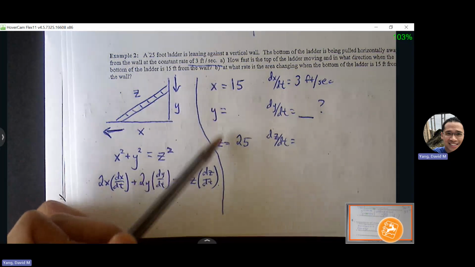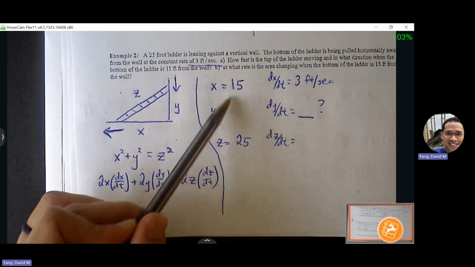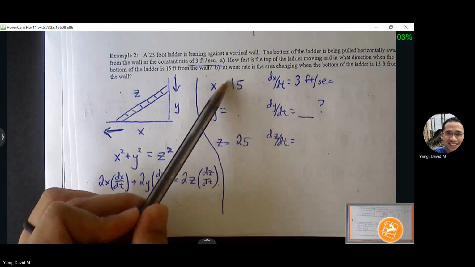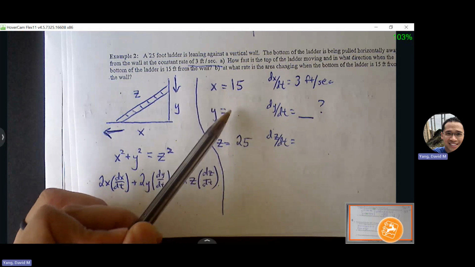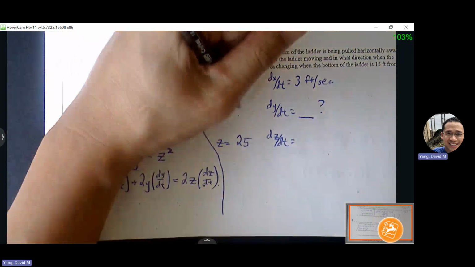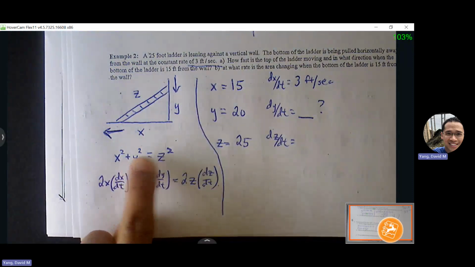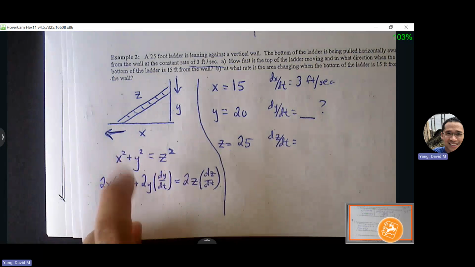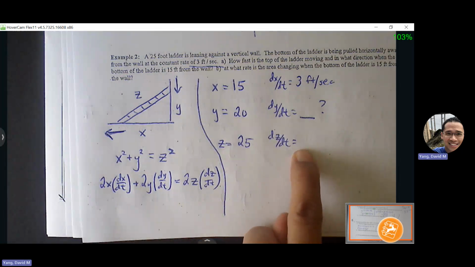That's just the Pythagorean theorem, right? a squared plus b squared equals c squared. You can use your calculator, but also if you recognize this as a variation of a 3, 4, 5 right triangle, then 15, 20, yeah. But if you don't know it, it's okay. You can just do 15 squared plus y squared equals 25 squared. Subtract 15 squared, take the square root, you'll get the square root of 400, which is 20. Good. Now, dz dt.